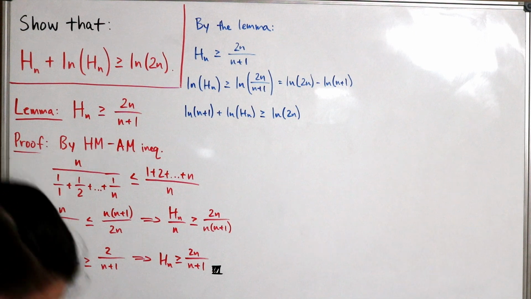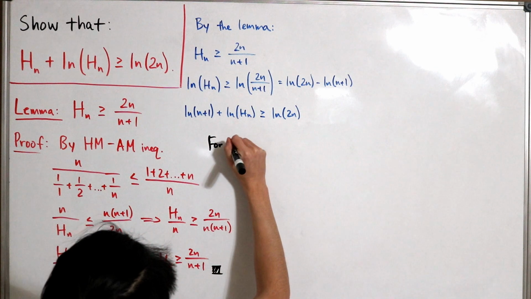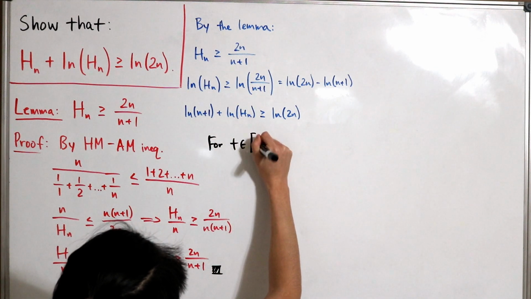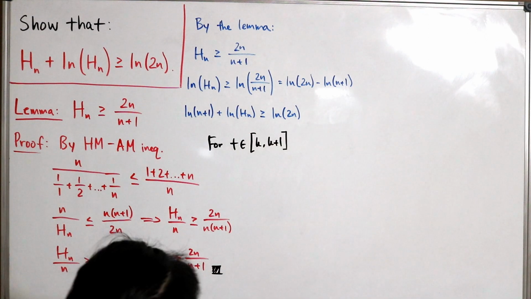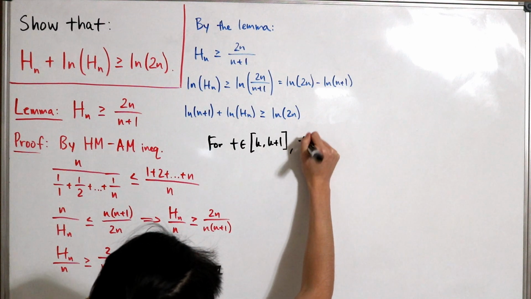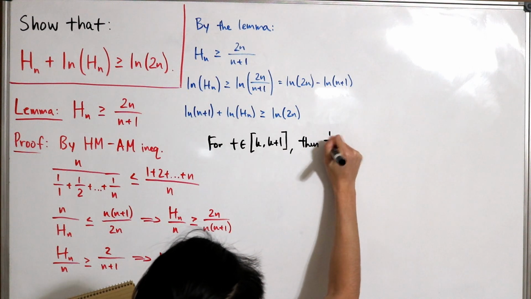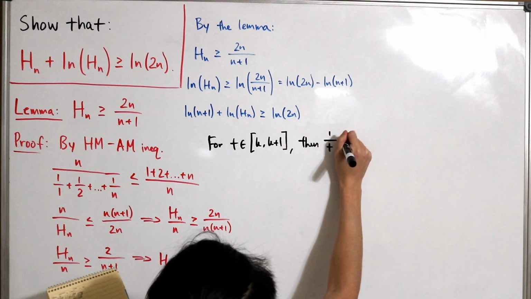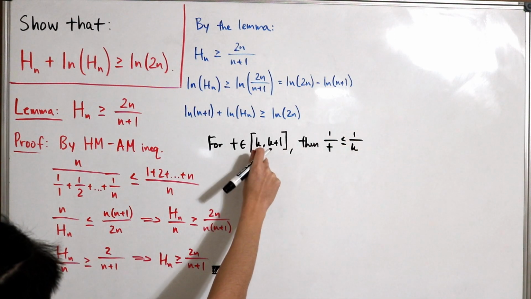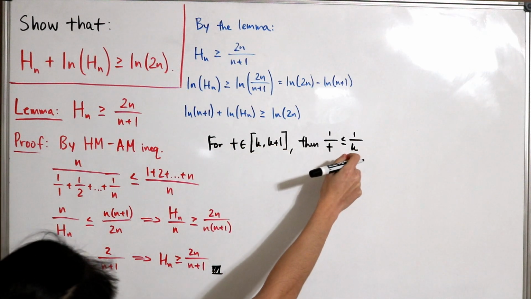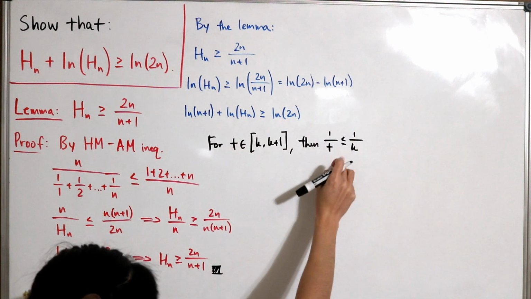Okay, so now let's do that. The observation we make is that for some variable t in the closed interval from k to k plus 1, with k being a natural number, if we take the reciprocal 1 over t, this is going to be less than or equal to 1 over k. If t falls in that interval, then t is greater than or equal to k, and the smaller denominator gives the bigger number. So here we have this justification.